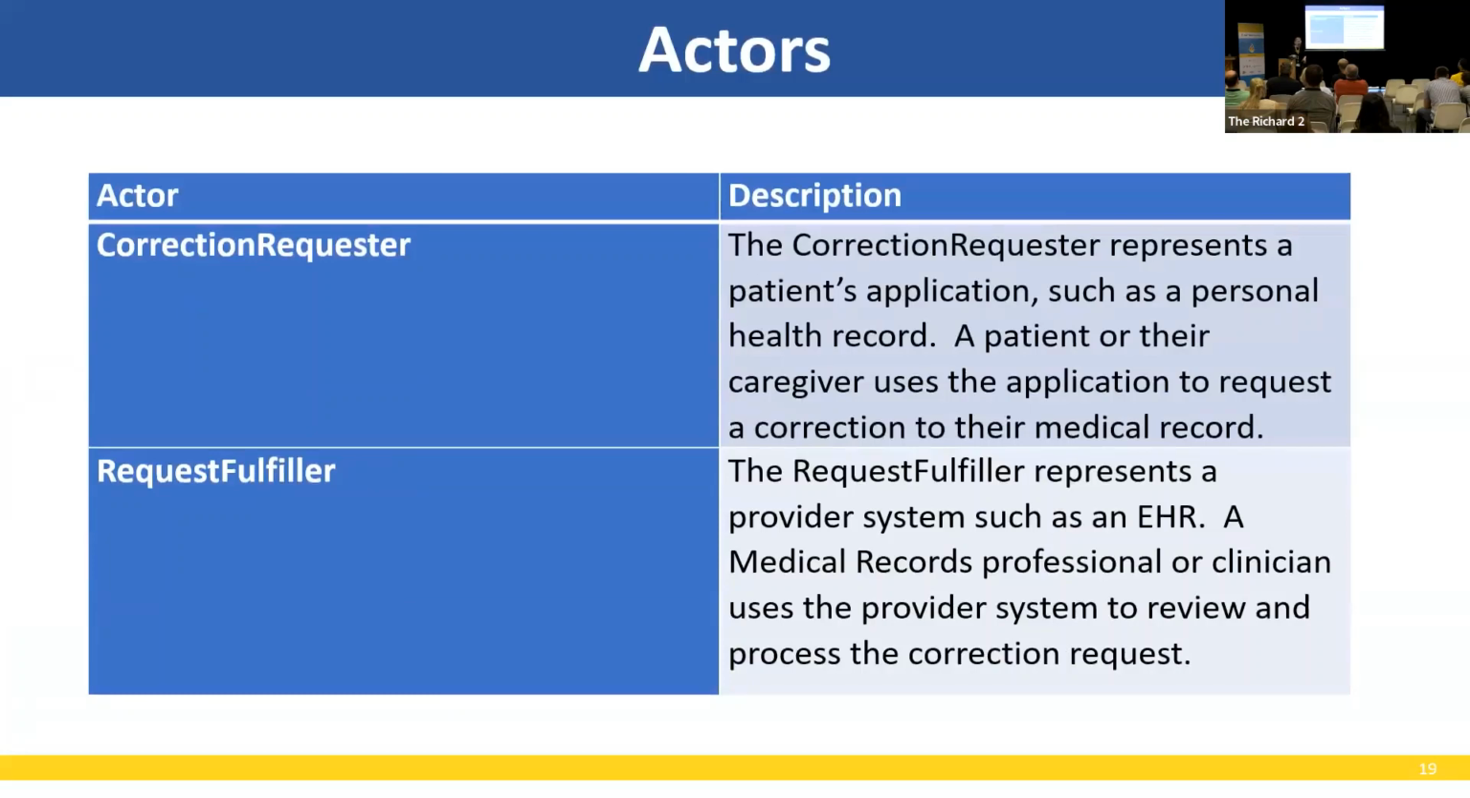And then you just make the request again. So we decided there are 2 actors: the correction requester and the request fulfiller. We did that to make things a little more abstract, to allow maybe the caregiver to make the requests, and to allow the one who's fulfilling it to not be so exact. Maybe you could do this with a payer app and say, hey, the claim looks wrong. So we don't want to have a healthcare provider organization. We did that to make it just a little more abstract.